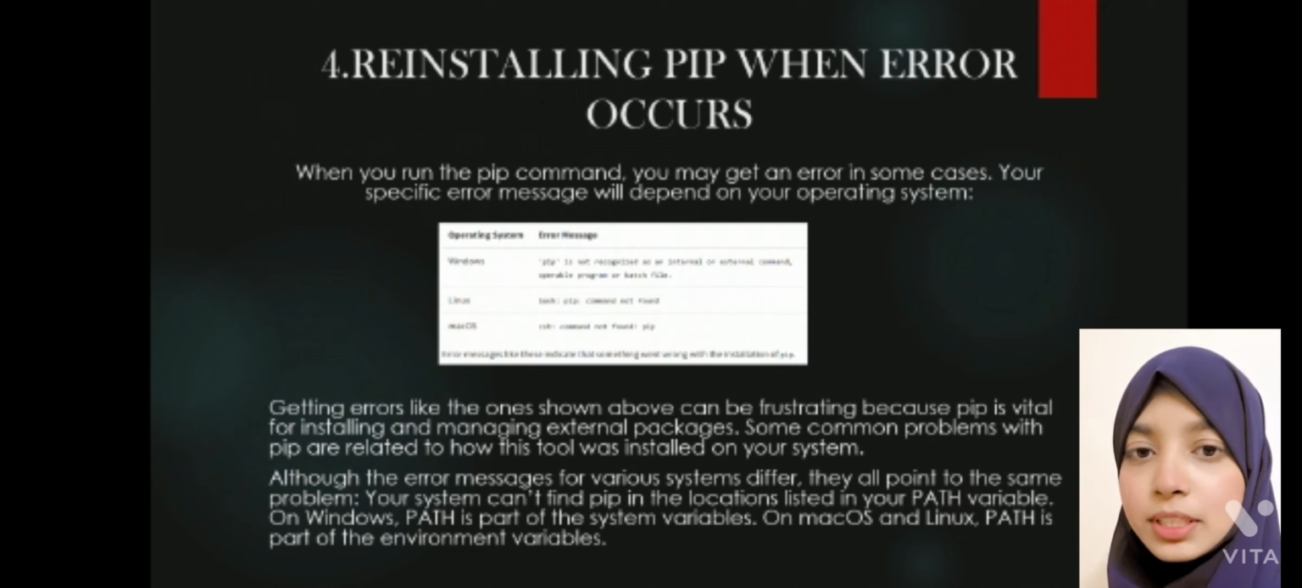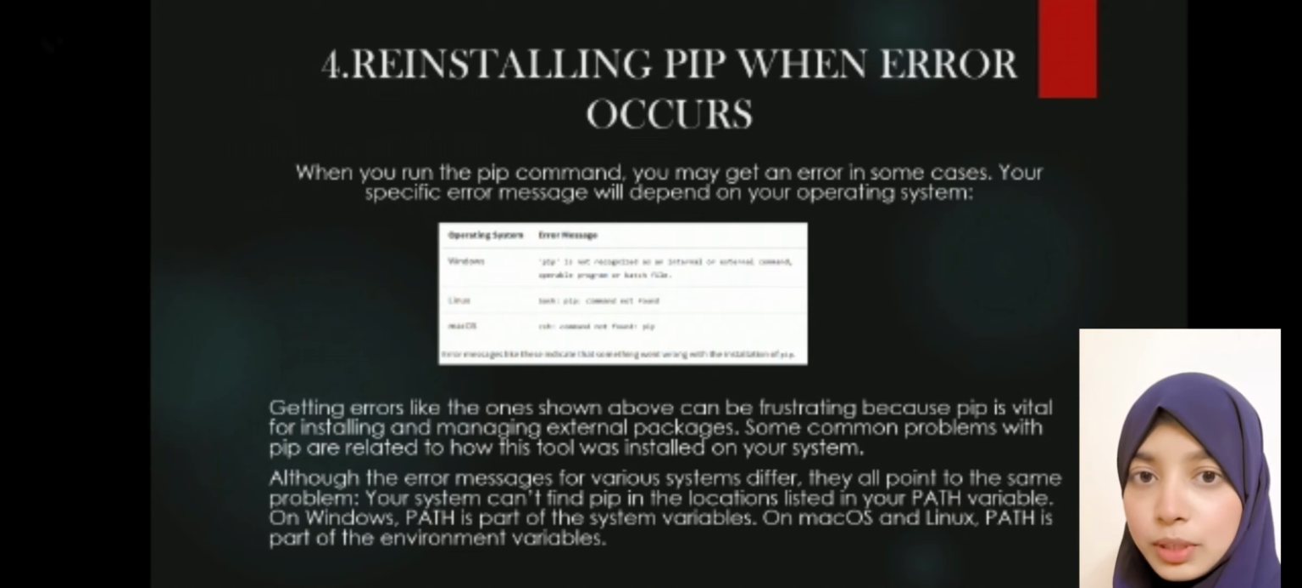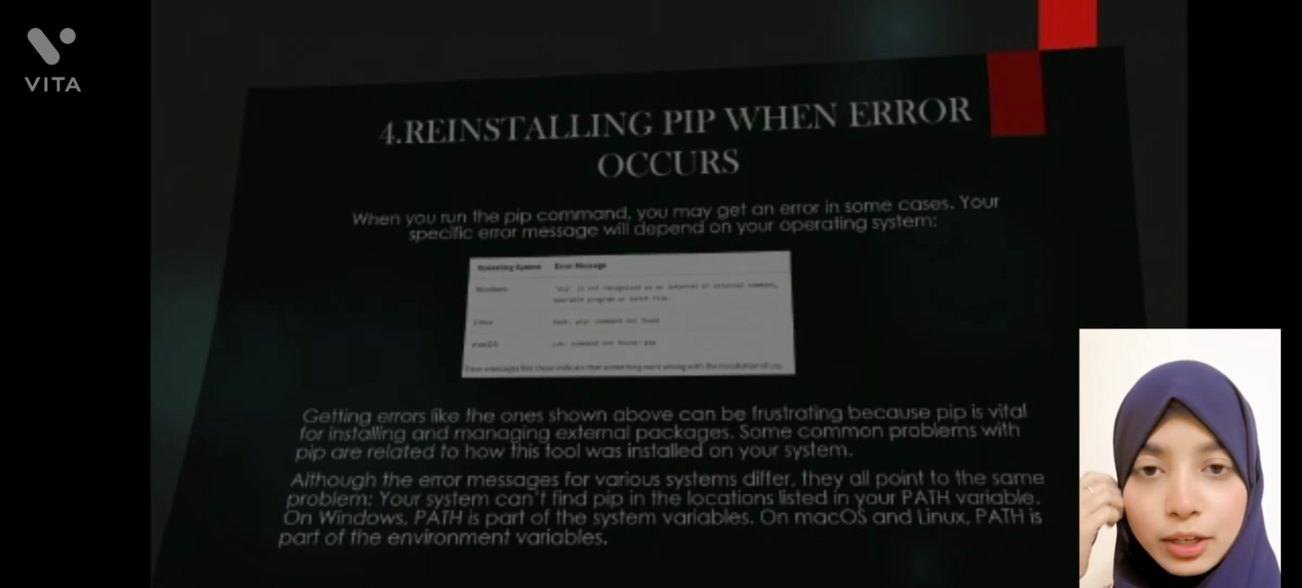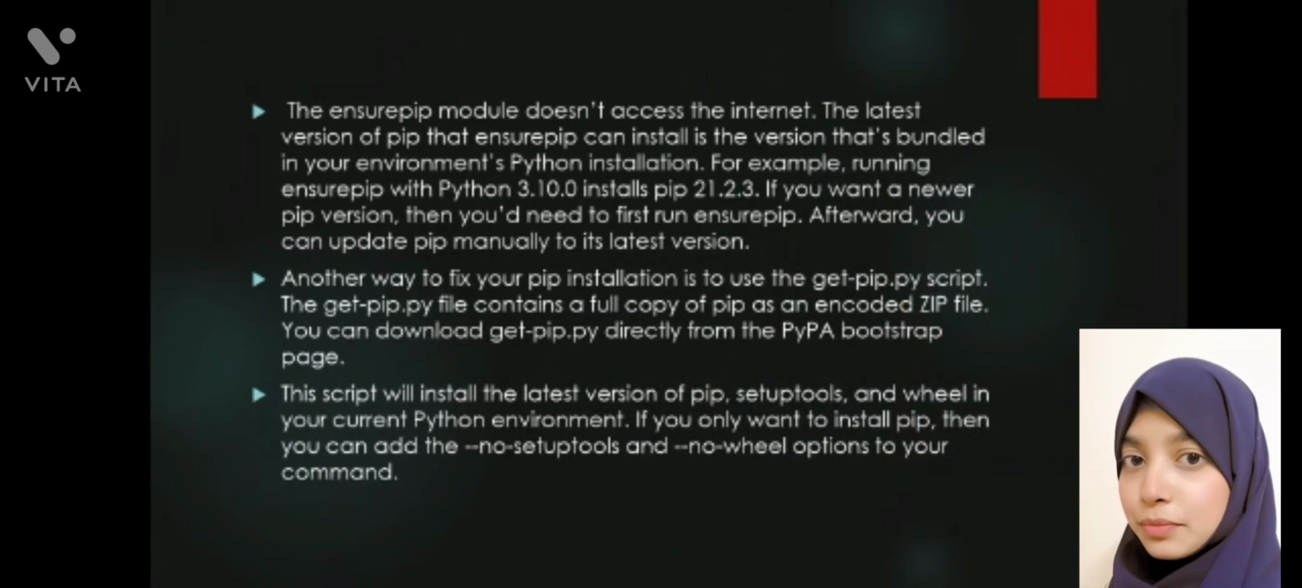On Windows, path is part of the system variables. On macOS and Linux, path is part of the environment variables. The system variables and environment variables are completely different from each other, so you may be confused about how to understand it. Now, the ensurepip module doesn't access the internet.